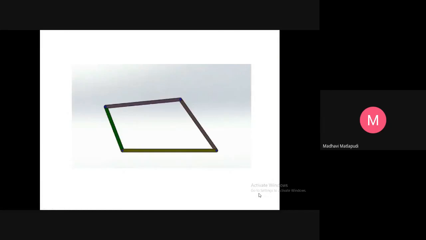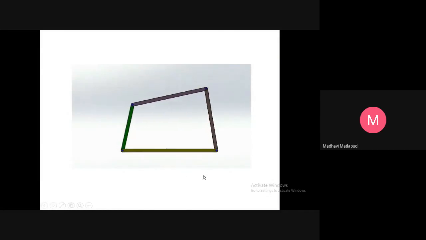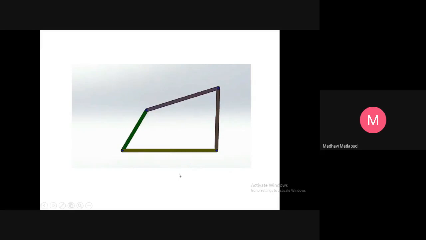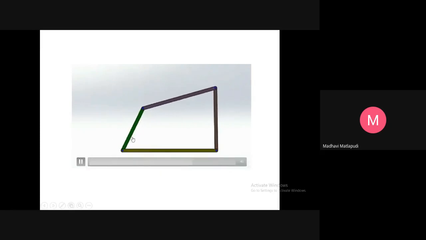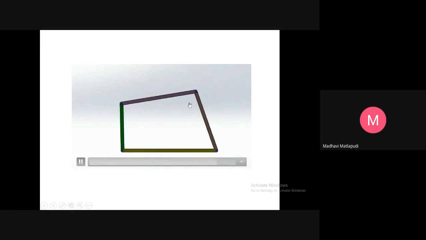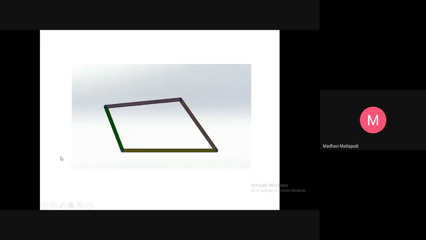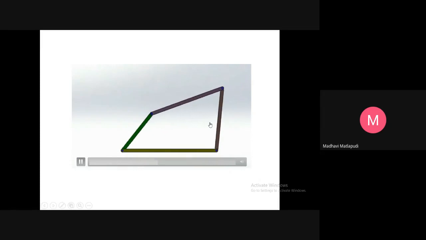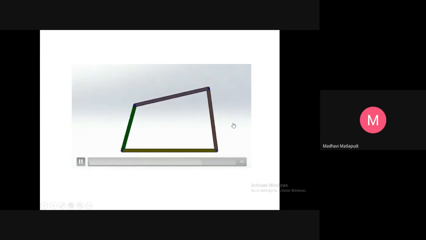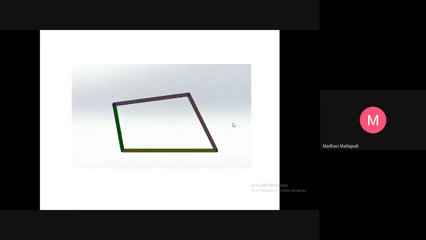Now, let us understand each one of them. Suppose you take the first preliminary one. This is the fixed link, and this is the input link. This is the coupler link, and this is the output link. So once the input link is given some motion here, then through the coupler link, the output link will have a certain amount of motion, and that can be any function. You can derive any particular function.